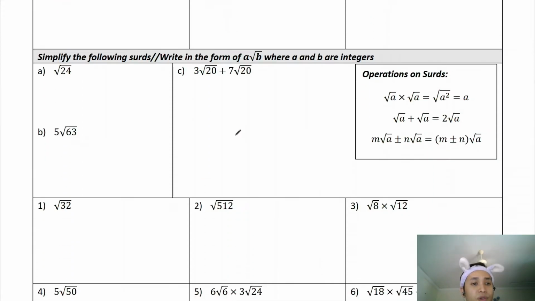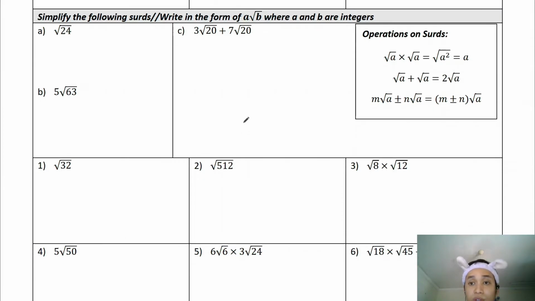For simplification, we are going to use all this. If you multiply the same surds, you're going to get back the same number, the number A here. And if it's plus, it's 2 surd A. Always check what the sign is, because here and here are totally different. When you have plus or minus, you just take the number in front, either add up or minus, and leave it as surd A like that.